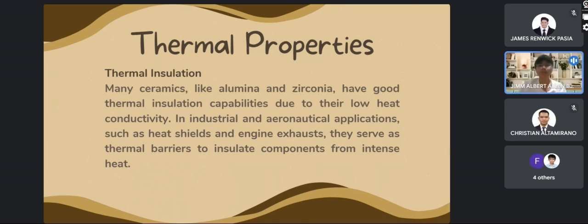Moving on to thermal insulation and their thermal properties, ceramics are widely known for their thermal resilience. Let's delve into the role as thermal insulators, where materials like alumina and zirconia excel due to low thermal conductivity. These materials effectively serve as barriers in high-temperature environments, protecting components in industrial and aeronautical applications, such as heat shields and engine exhausts. Next slide, please.